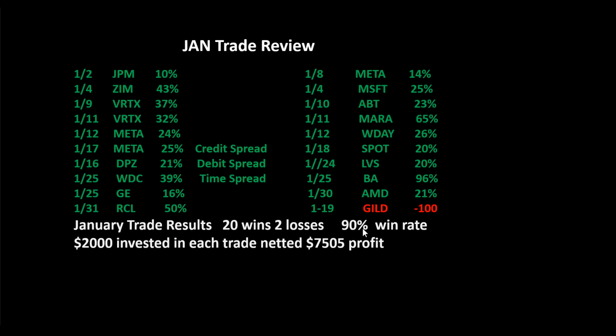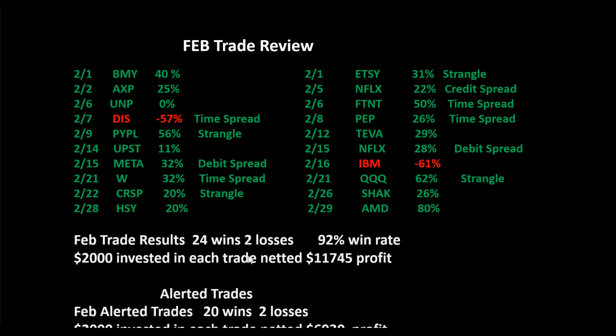So this was January, 20 and 2, 90% win rate. February was our best month last year: 24 wins, 2 losses, 92% win rate, 11,745 on 2,000 in each trade. On the alerted trades, we had 20 and 2. We have fewer trades alerted than we have in the room because I can't alert on trades that are too quick, or if I take a trade at 10 minutes to 4, I can't really alert on that. It doesn't give the alert service time enough to react to it. So 20 and 2 in February, again.